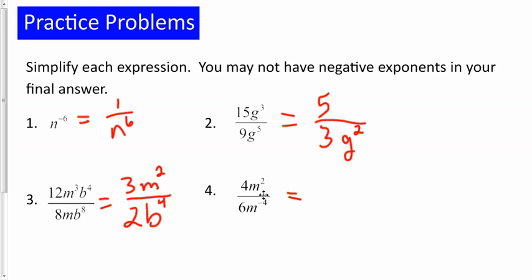Notice the negative exponent in the denominator. 4 over 6 reduces to 2/3. And then m to the 2nd over m to the negative 4th. Well, what's 2 minus negative 4? It's really 2 plus 4, so it's m to the 6th. And that's how we work with exponents and division.